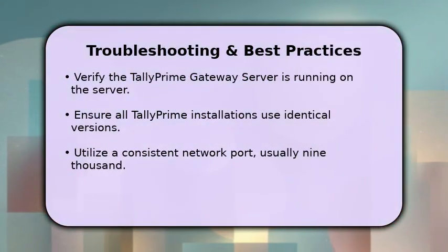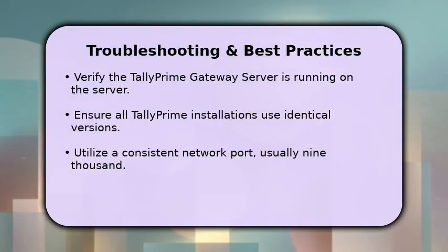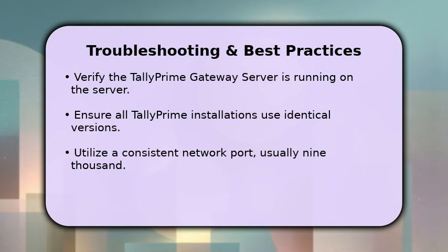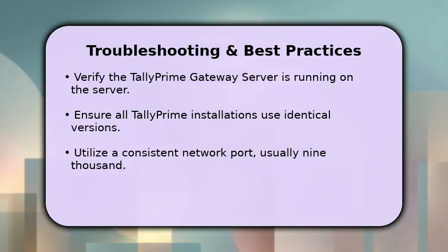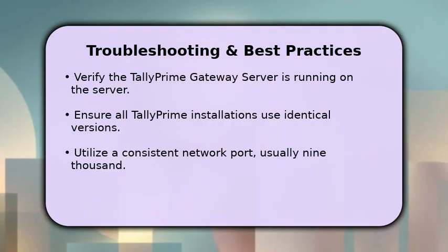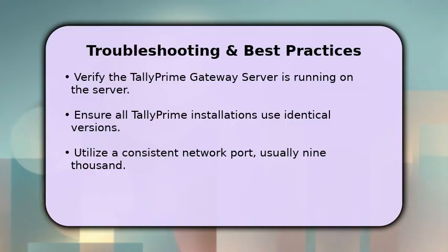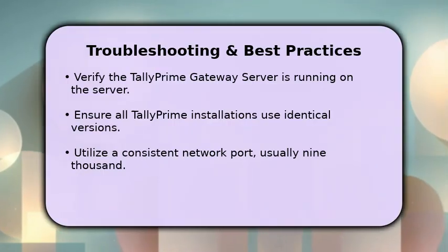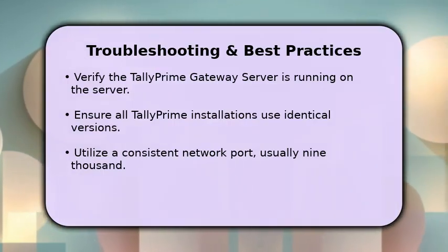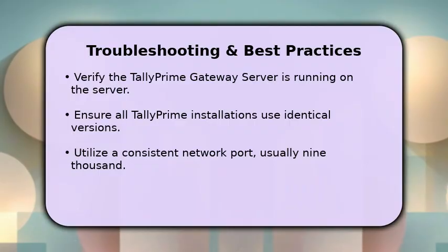If you encounter connection issues, first check that the Tally Prime Gateway server is actively running on your server machine. It is also vital to ensure that all Tally Prime installations, both server and client, are running identical versions for compatibility. For optimal performance, always use a consistent network port, typically 9000, across all configurations. These steps will help maintain a stable and reliable connection.